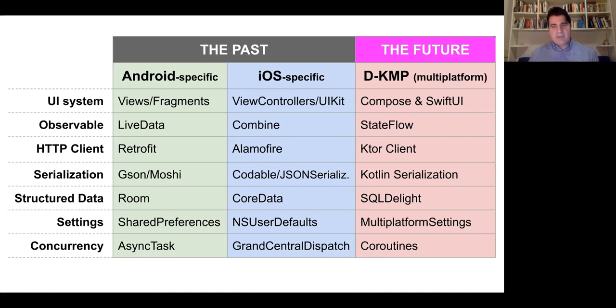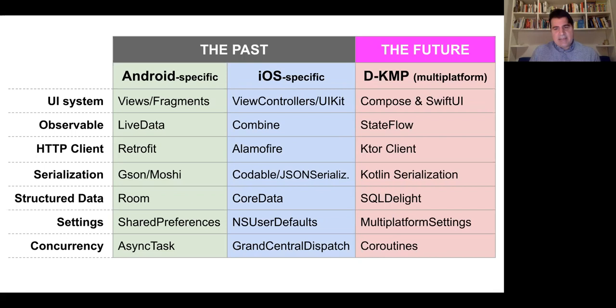In terms of observables, we have already seen that in Kotlin MultiPlatform, we are going to use StateFlow, while in Android specific, it was normal to use things like LiveData, and in iOS, you would use things like Combine. In terms of HTTP client, in Kotlin MultiPlatform, you can use Ktor client, which is the most famous HTTP client, actually developed by JetBrains. Then in terms of serialization, also another library developed by JetBrains, which is Kotlin Serialization. For structured data, there is a library developed by Square, which is SQLDelight.